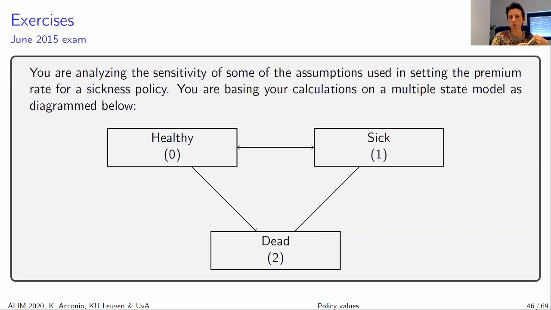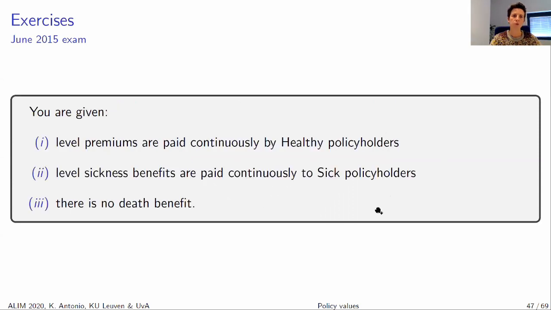So we have the following multi-state setting, and we're going to analyze now the sensitivity of some of our assumptions used in determining the premium rate for a sickness policy. So we frame this picture. We've got the following given. Level premiums, so that means premiums that stay constant. They are paid continuously in the healthy state. Sickness benefits are paid continuously in the sick state. There is no death benefit.